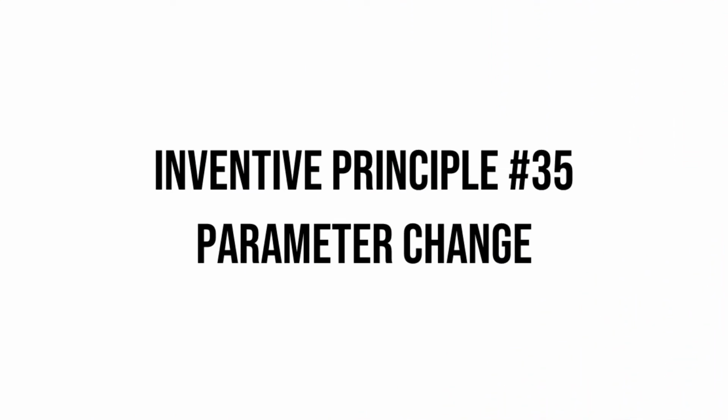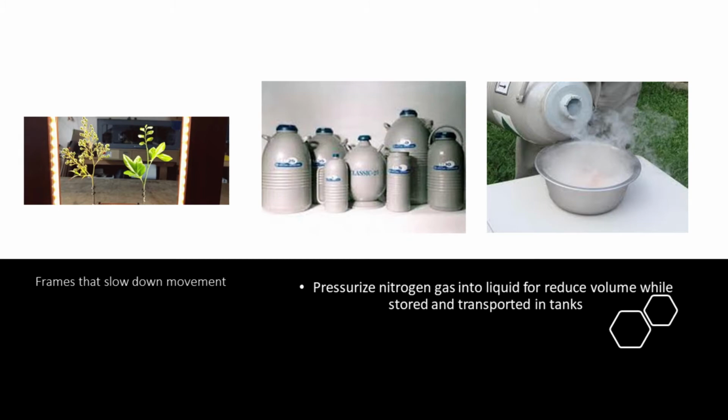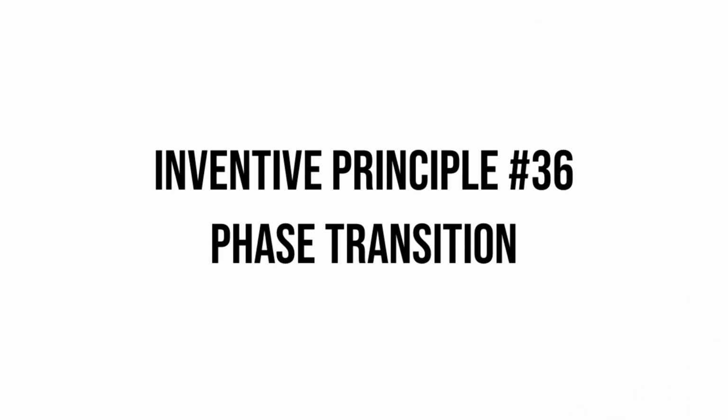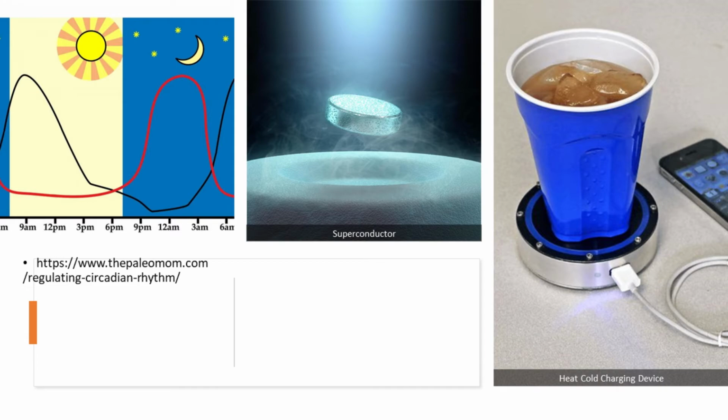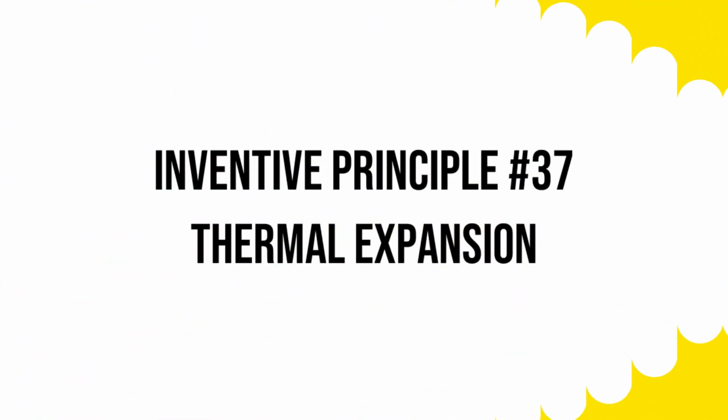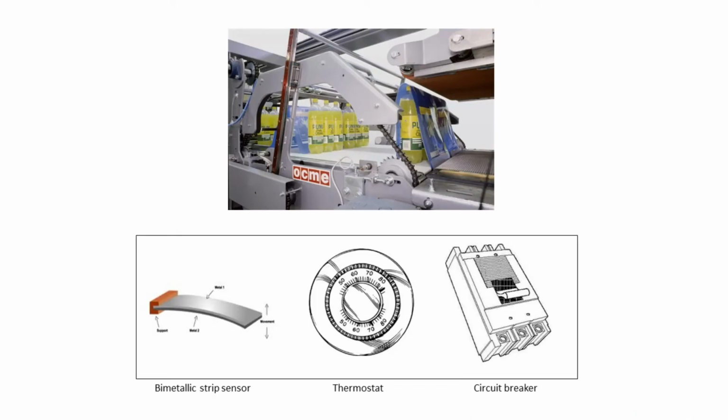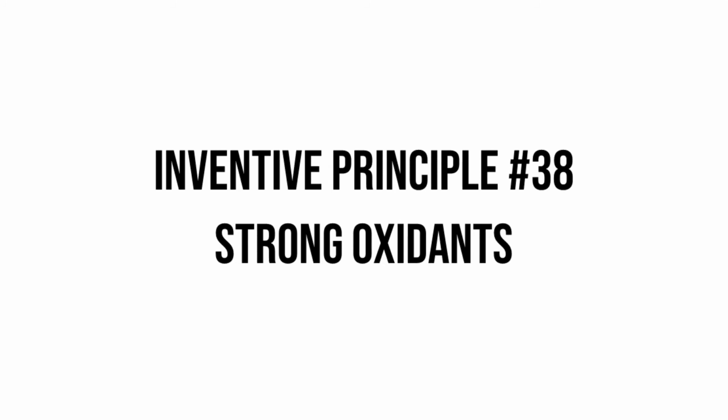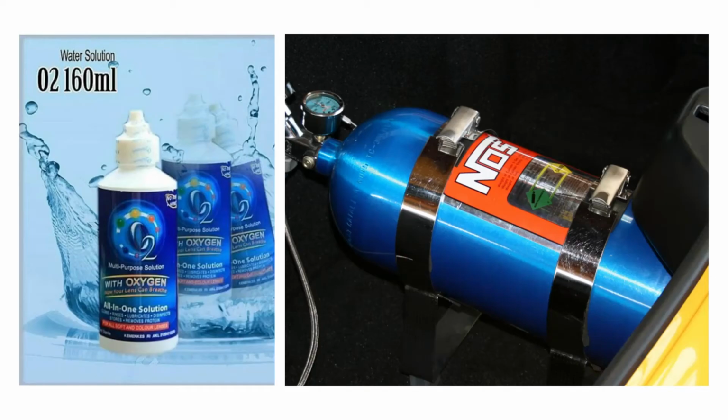Parameter changes. Change the object's physical state. Phase transition. Use the phenomena from phase transition. Thermal expansion. Use thermal expansion or contraction. Accelerated oxidation. Use an enriched or energized environment.